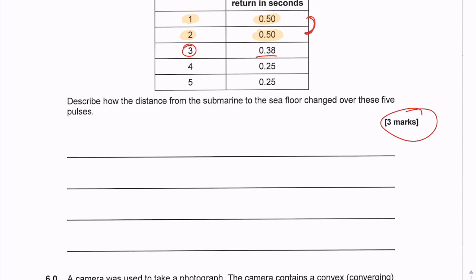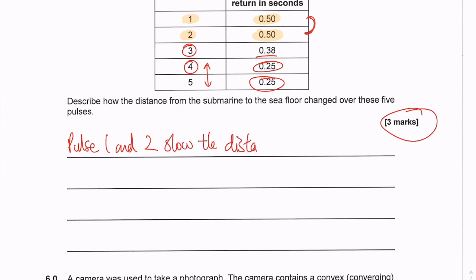Okay, then we want to talk about the fact that for 4, the time has reduced even more, but 5 is the same as well. Both this 0.25 and this 0.25 are the same. So, with regards to the journey, what's really important, we've got to say that pulse 1 and 2 show the distance stays or stayed the same, whatever distance it was. You didn't have to go and start calculating the distance. Some people did. Didn't give you any more marks, unfortunately. That is the first mark. Pulse 1 and 2 show the distance of the submarine to the floor stayed the same.